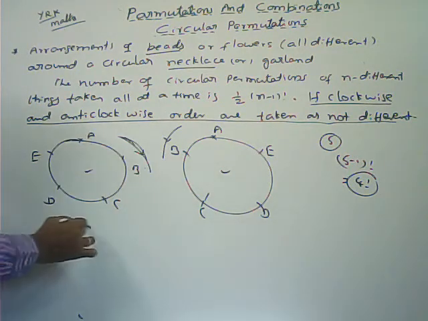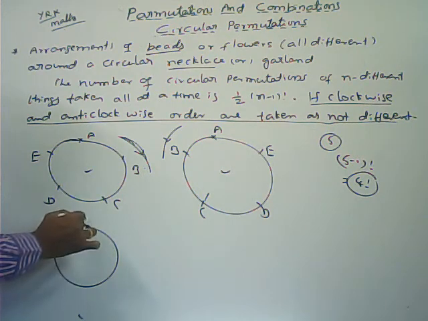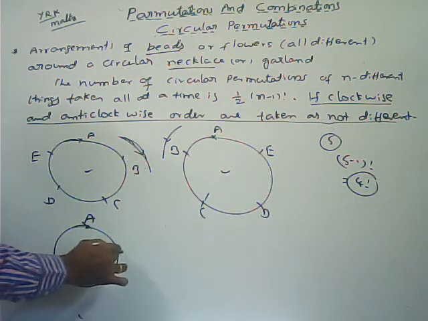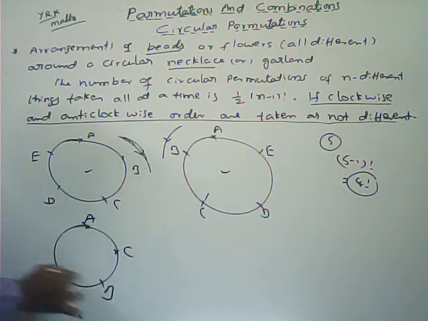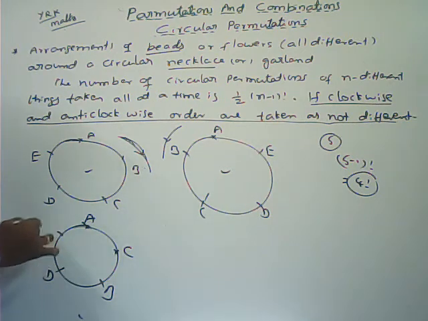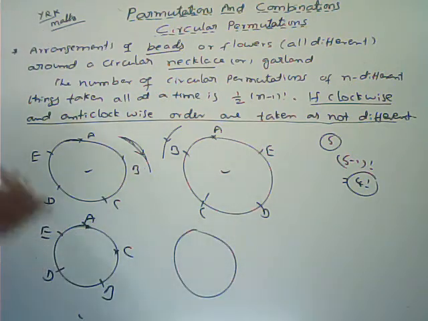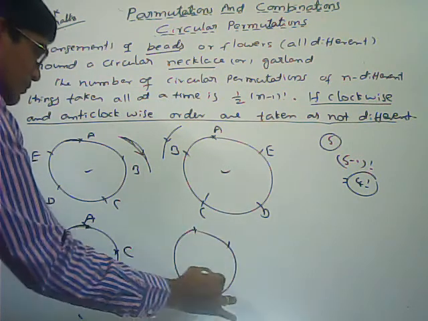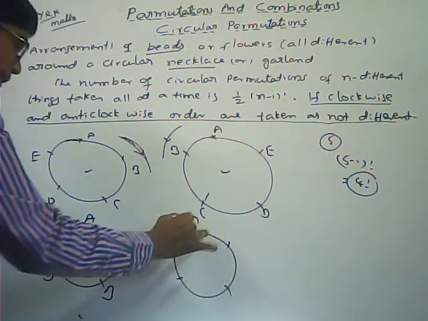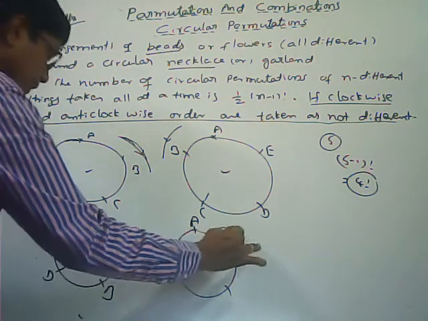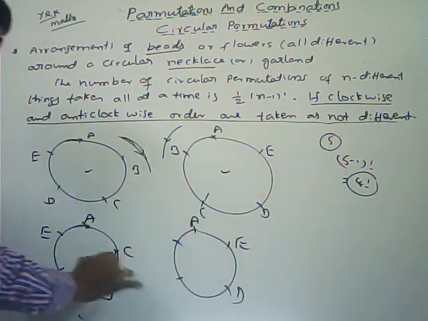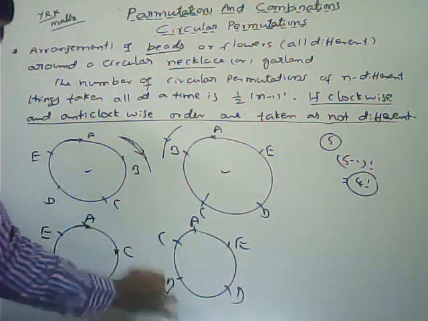For example, A, I am interchanging these two, C, B, D, E. This is another circular permutation. Flip this one, the right side or left side. Right side I am flipping this one. Here you can get A, here you can get E and D. Here C, E, this is B.